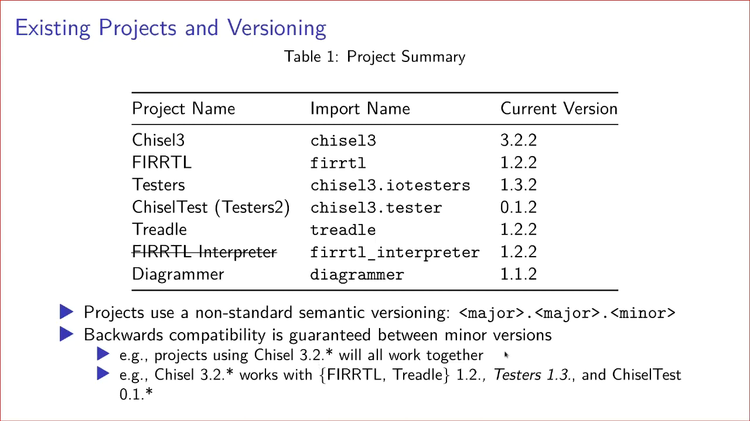Additionally, that means that projects which are all under the same version line, like Chisel 3.2.* and FIRRTL 1.2.*, are all going to work together. But generally, you don't have to specify these versions explicitly. You specify the version for one project, and that pulls in all the dependencies that it needs.